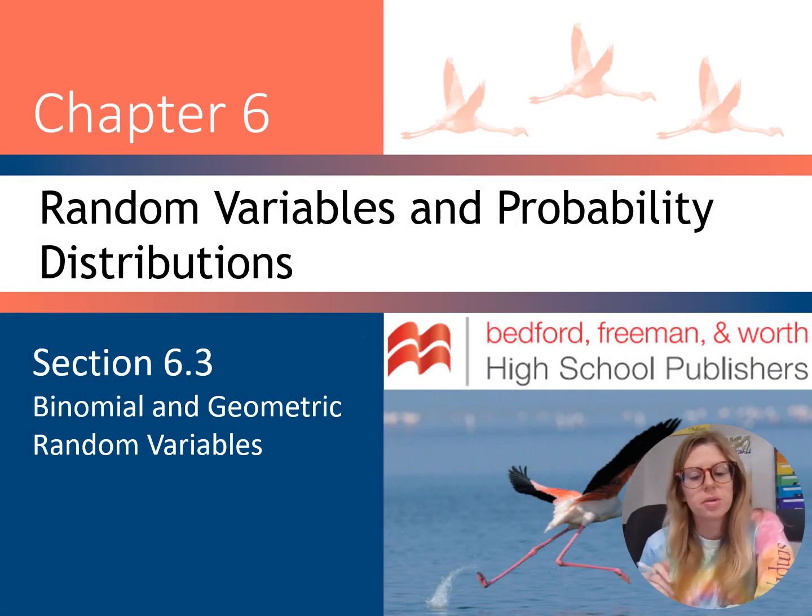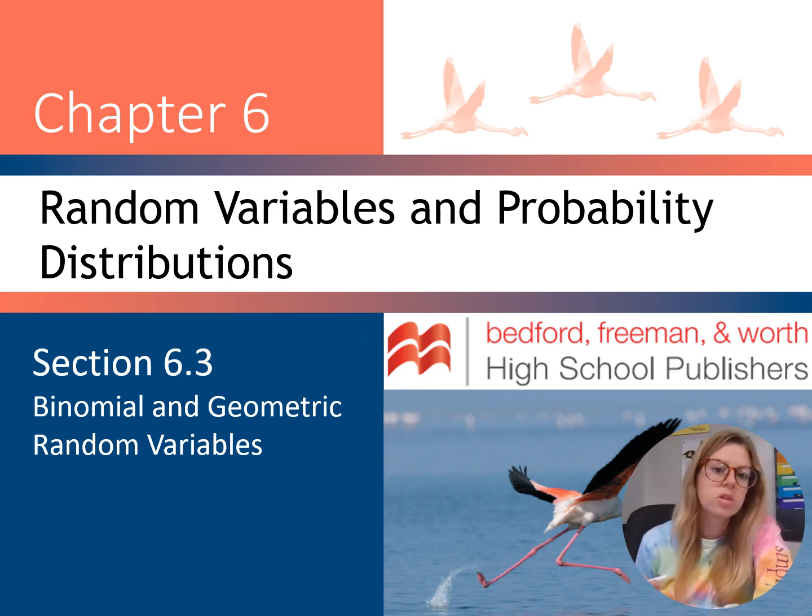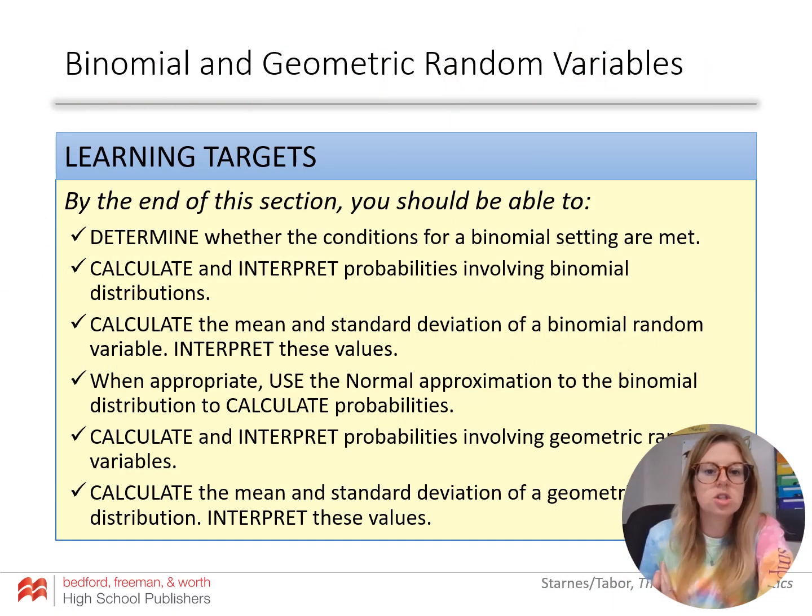All right, we're going to close up Unit 4, which is all of our probability, Chapter 5 and Chapter 6, with binomial and geometric random variables. So this is more probabilities, but these are variables that take on certain conditions, and so then they're called binomial and geometric. And we're going to talk about the difference between the two, and how to find those and how to interpret those probabilities as well.